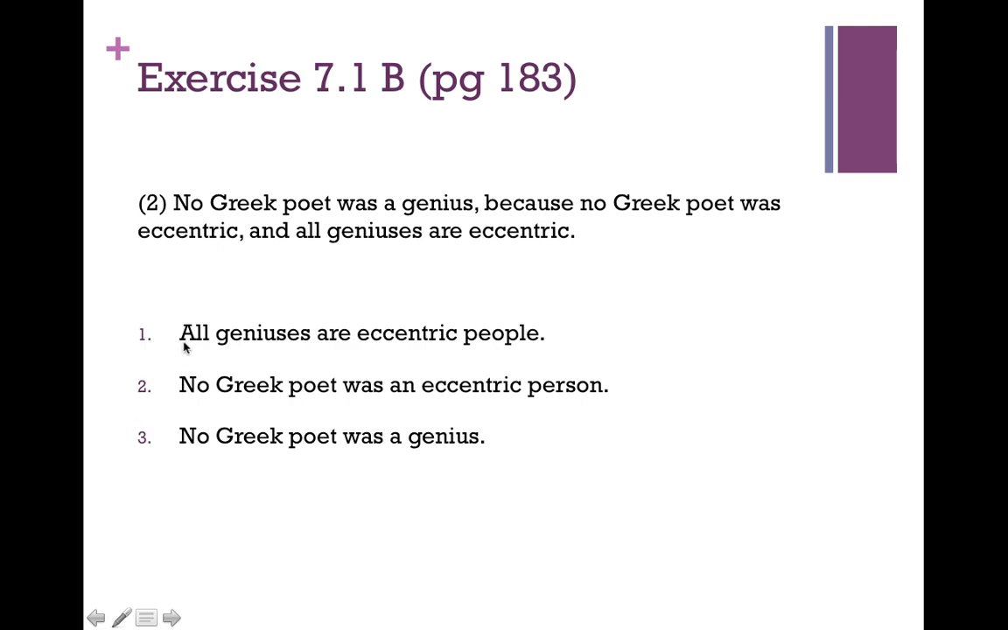Now, what is the mood? It is going to be all, no, no. In other words, A, E, E. And then let's see, what is our figure? Notice that eccentric person is here, eccentric person is here. If you recall from the figure, first figure starts in the subject term and slashes, second figure straight up. So this is going to be A, E, E, 2. That is the mood and the figure.